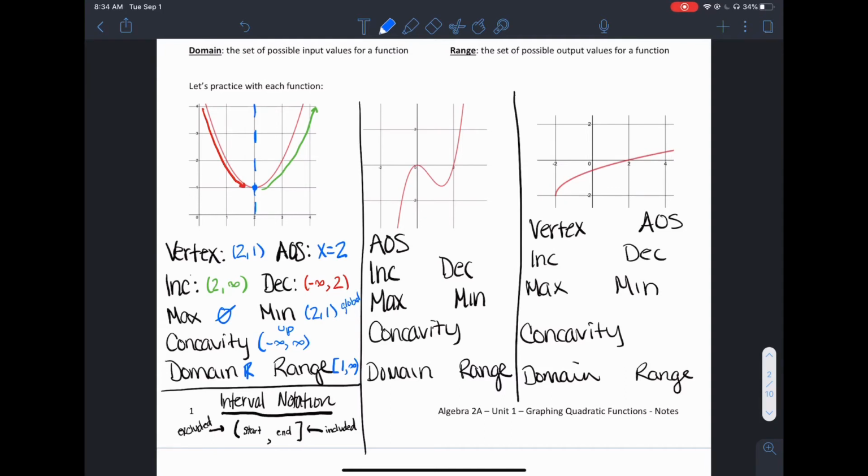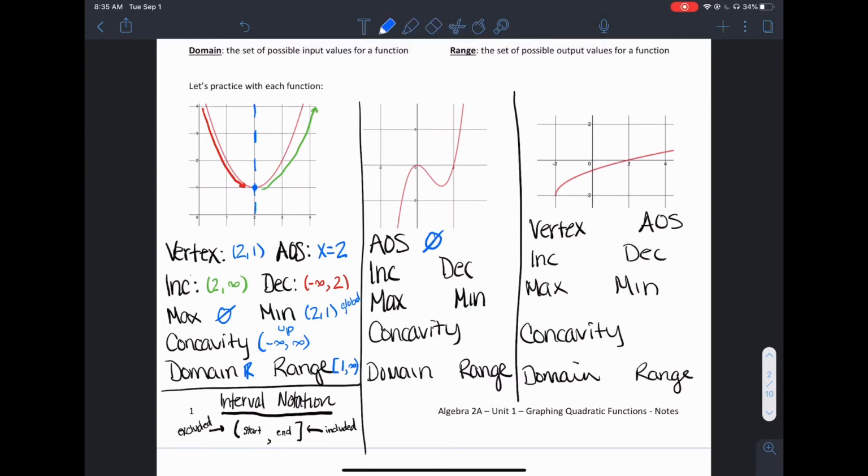Let's try the second example. The axis of symmetry here. There is no vertex because it's not a parabola, but you can think of these little guys as turning points or local or global maximums and minimums. We can talk about those in a second. I just want to point out that there doesn't really have to be an axis of symmetry, right? That's not something that has to exist.